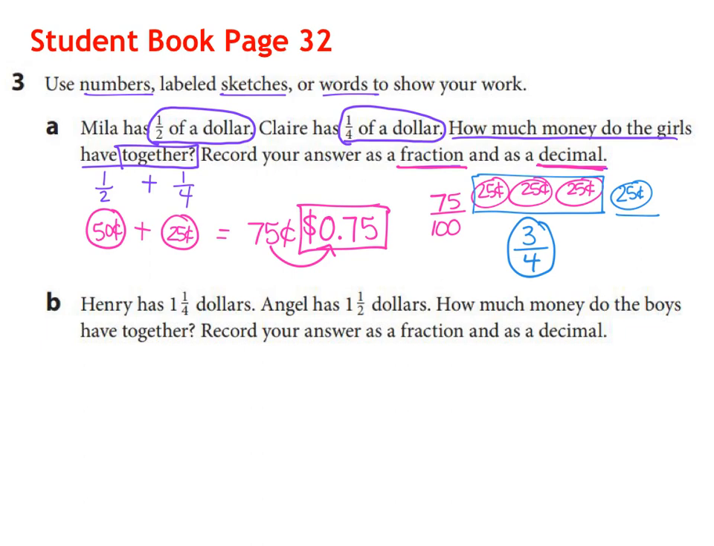Now I want you to do letter B. I'll read it. Henry has 1 1/4 dollars. Angel has 1 1/2 dollars. How much money do the boys have together? Record your answer as a fraction and as a decimal. So you're going to do this very similarly to how I did it. Pause the video and do this. I will check your answers later.